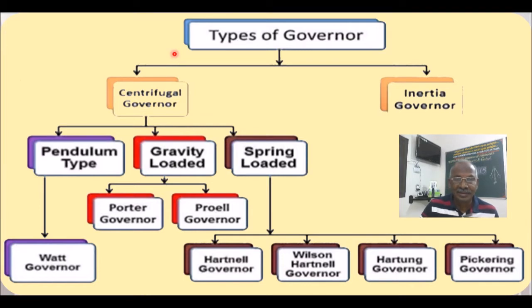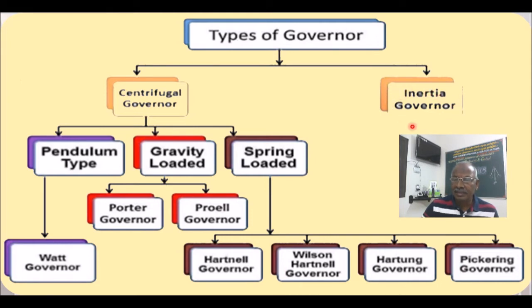Types of governor. Majorly there are two types. One is centrifugal governor, the other one is inertia governor. In centrifugal governor, the centrifugal force is balanced by the controlling force. In inertia governor, the inertial force is balanced by the controlling force.